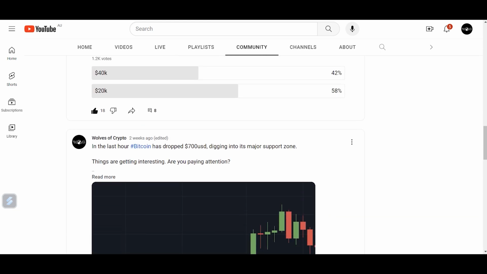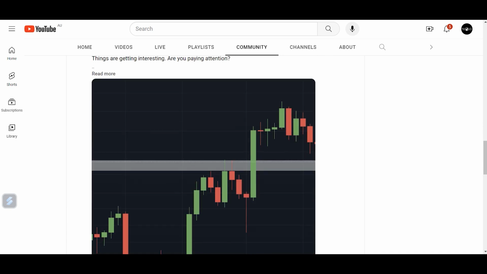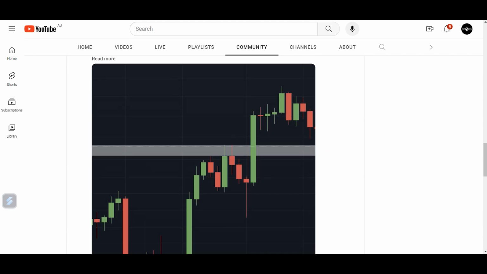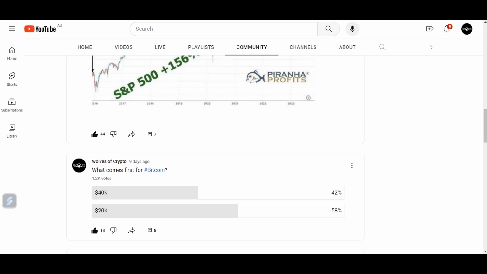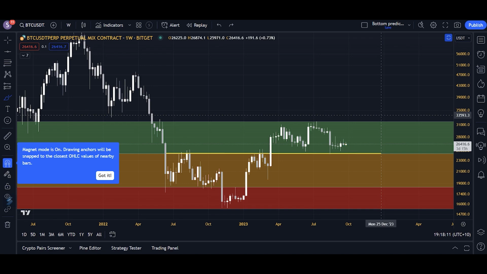And even if you go down to previous polls I've done, what comes first for Bitcoin, 40k or 20k? Even that, 42% to 58%, it's pretty much neutral. Going back further, it was 38% to 62%, but as the time's gone on, we've gone closer towards support, it's shifted more towards neutral. So all the market participants in general are neutral right now, and the market's reflecting that. So the big question still remains, though, where are we going to go? We're going to go below 24.5k, we're going to enter a downwards consolidation region, or we're going to go up and break above 32k. That's the big question we're really desperately trying to answer to the best of our ability.